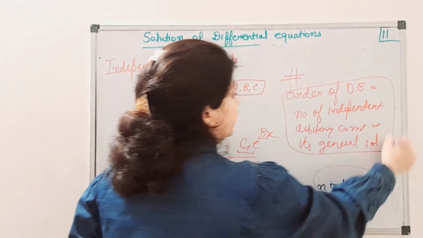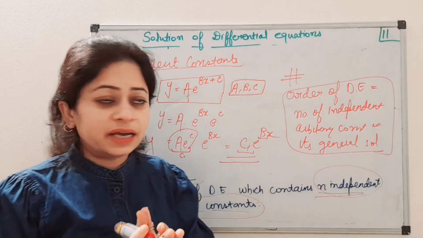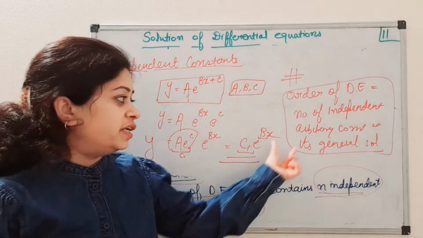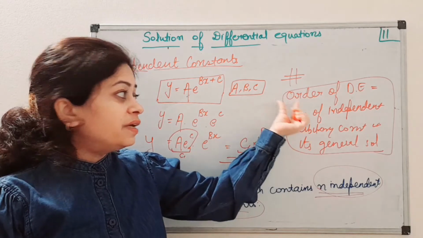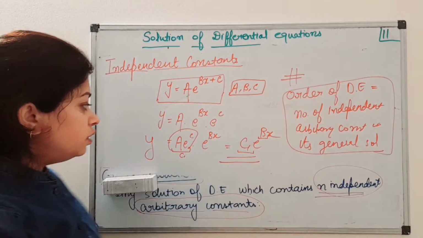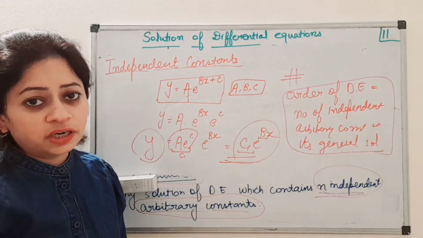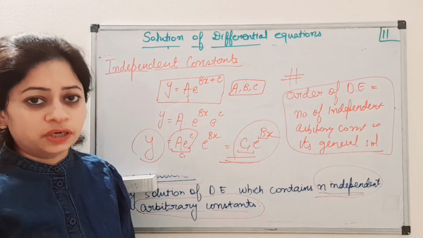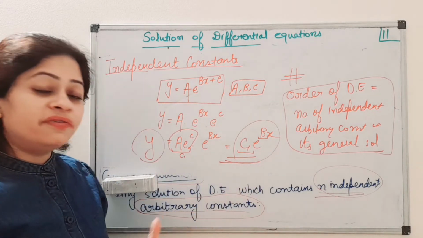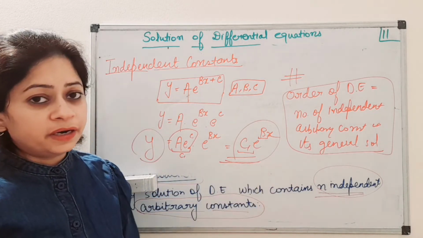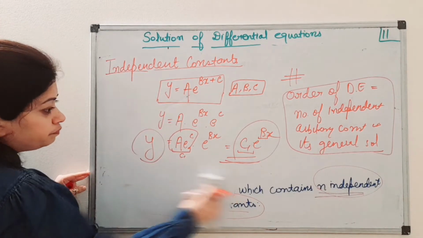If we need to find the order and we have a solution like this, I will do one example related to this short trick. Suppose we need to find the order, then we can use this short trick. We just take the solution and we can tell the order of that differential equation. We don't need to form the differential equation, if we know that those arbitrary constants are independent. Okay, so let's see that example.